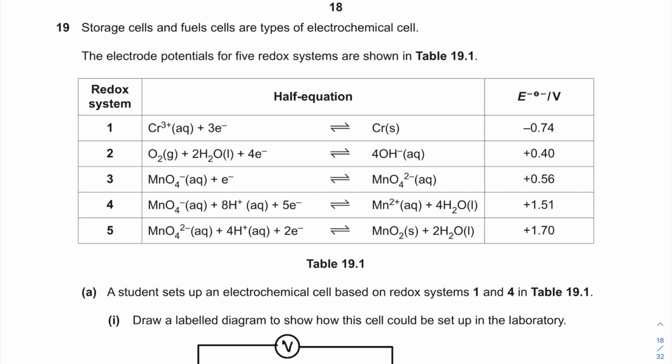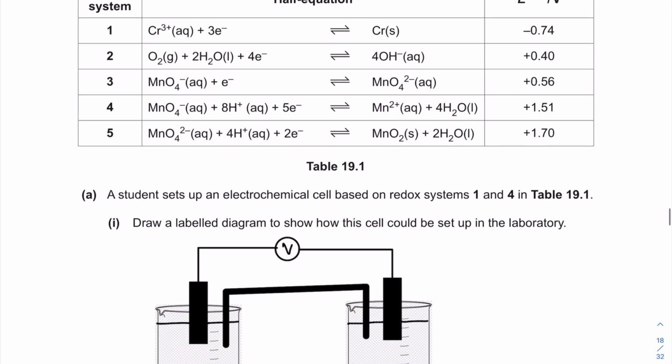So we're looking at redox systems 1 and 4. The diagram expected to be drawn is shown here. We're looking at the chromium 3+ redox system, and we're also looking at the manganese 7+ redox system. The diagram has a chromium electrode.